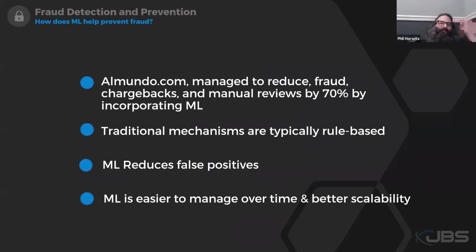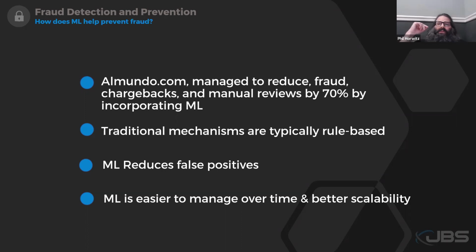So to start with, one of the largest Latin America travel companies, Alamundo.com, by introducing ML into their more traditional fraud detection solutions, was able to reduce fraud and manual reviews by 70%, which is quite a bit. That saves them quite a bit of operational costs over time. As Joe mentioned, traditional mechanisms are typically rule-based. Rule-based systems have some drawbacks.